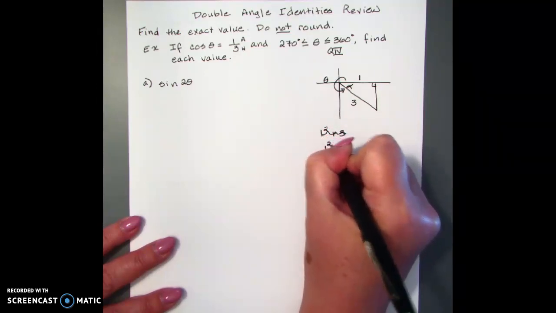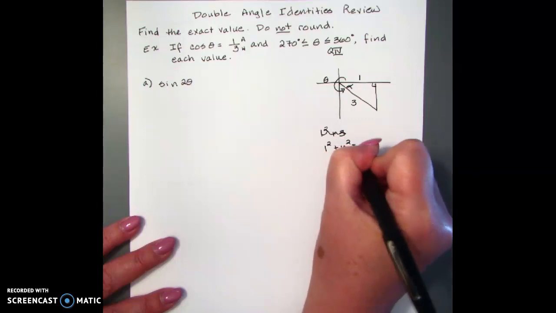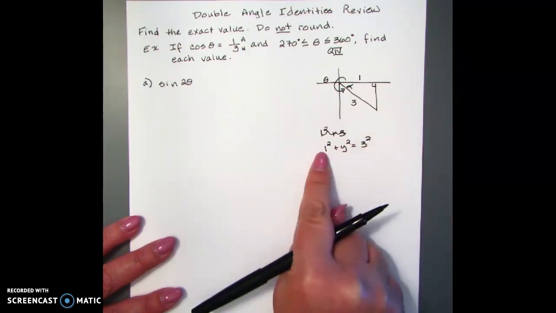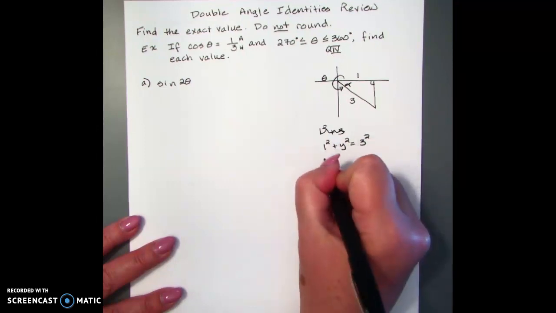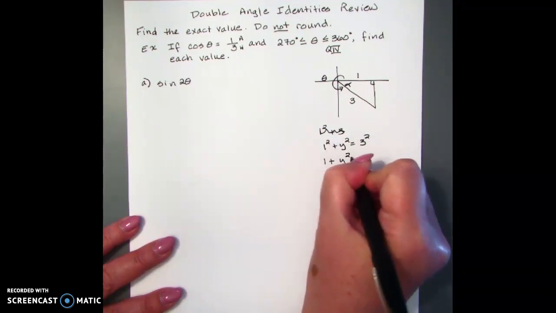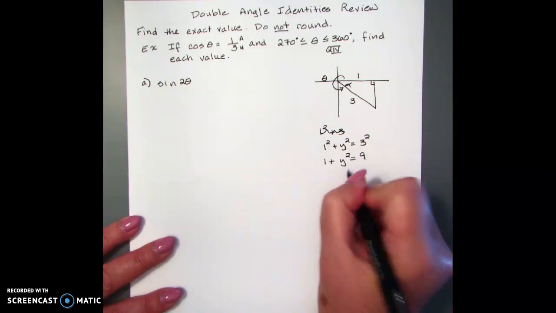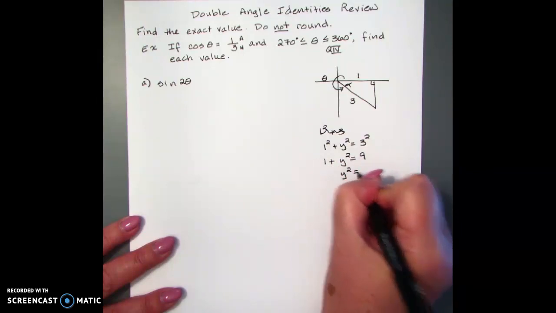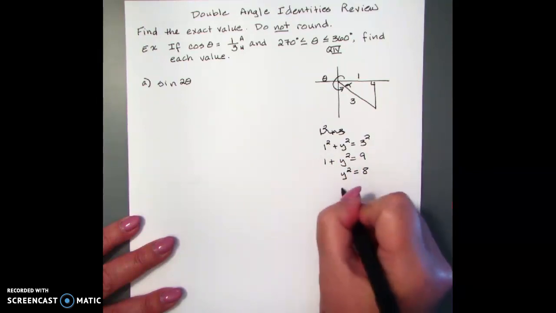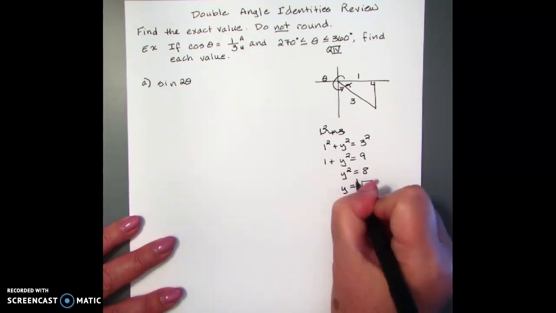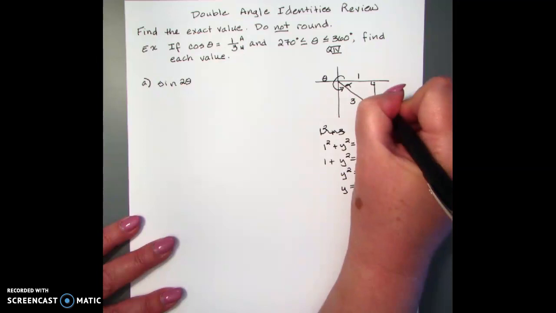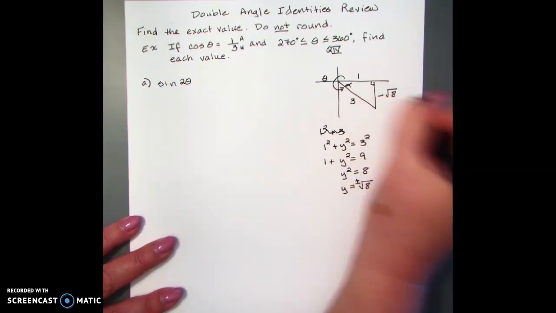So 1 squared plus y squared is equal to 3 squared. So a leg squared plus a leg squared is equal to the hypotenuse squared. Then we have 1 plus y squared is equal to 9. So that makes y squared equal to 8. And that means that y is going to be equal to the square root of 8, plus or minus, correct? So in this case, this is going to be negative square root of 8.